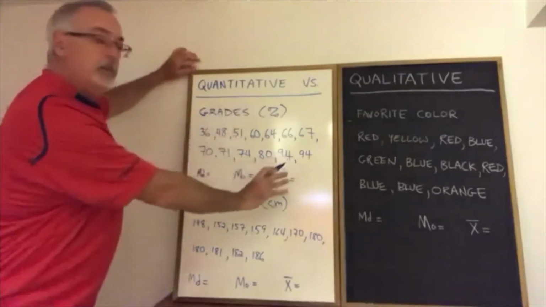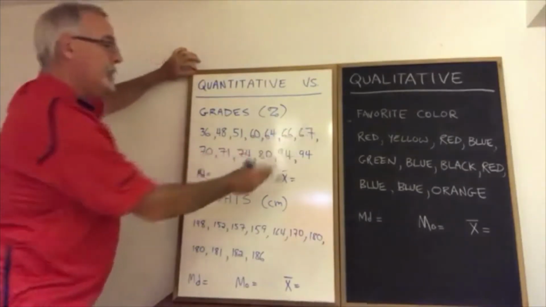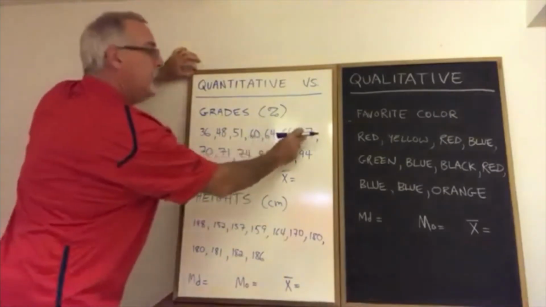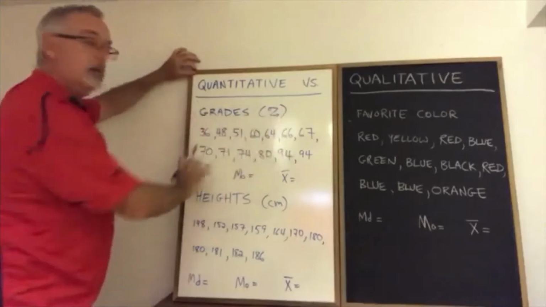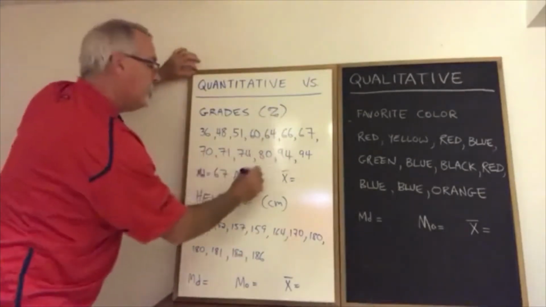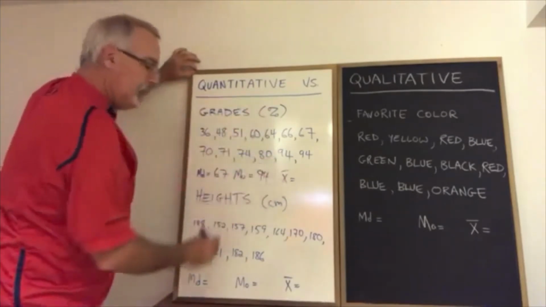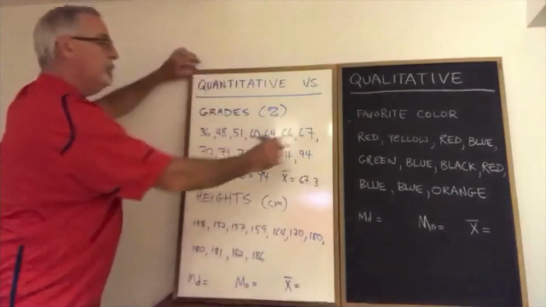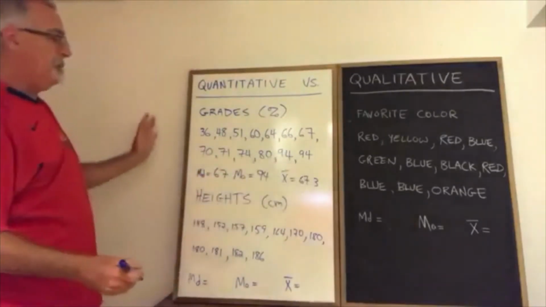Let's find all three measures of central tendency for the grades. The median is 67. There are 13 values. The 7th value is the middle value, and the 67 is the 7th value. This only works if I arrange the data from smallest to largest. Median 67. The mode is 94. It's the only value that occurs twice in this group of data. And the mean x-bar is 67.3. The total of all the values divided by 13, which is the number of values, gives you 67.3.